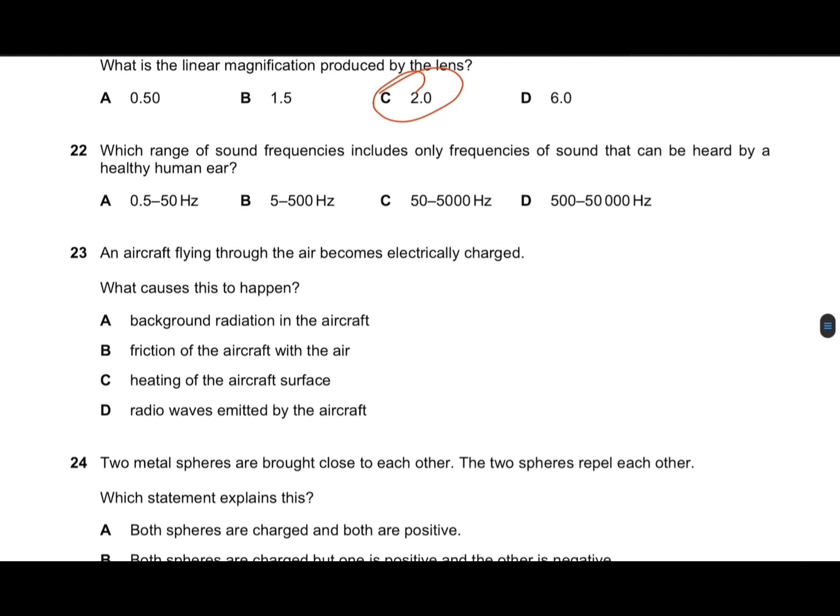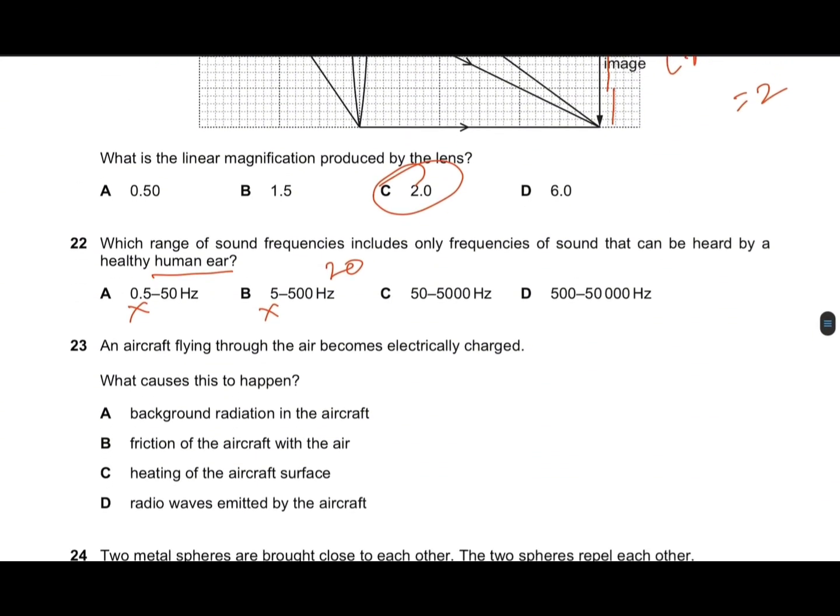Which range of sound frequencies includes only frequencies of sound that can be heard by the human ear? So they're looking for audible ranges. Audible ranges 0.5, this is not possible. The lowest range should be at least 20. 5 is also not possible. The highest range can be 20,000 hertz. So this is not possible. The only option that we have is C.